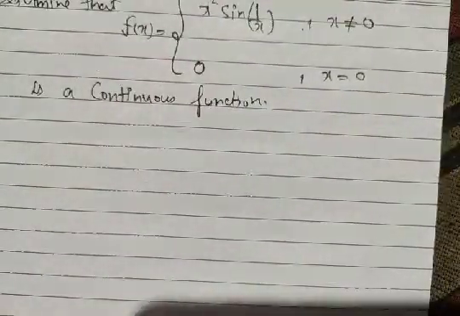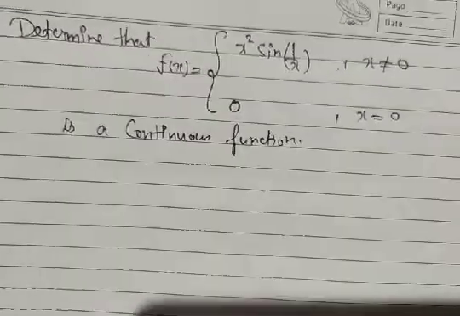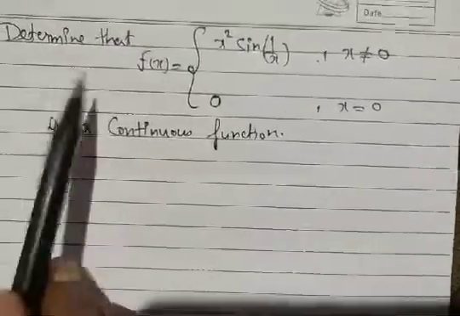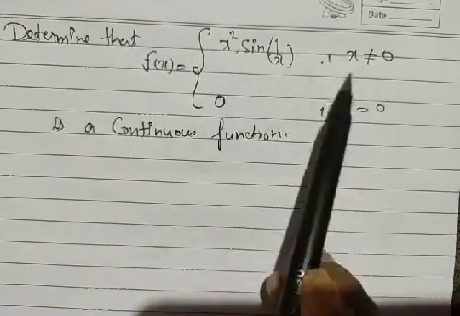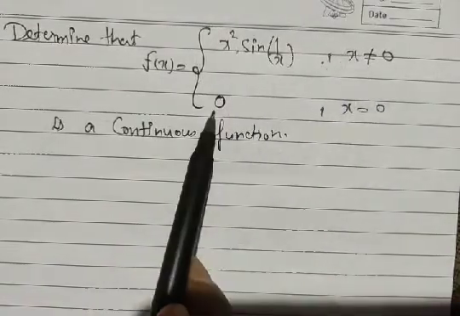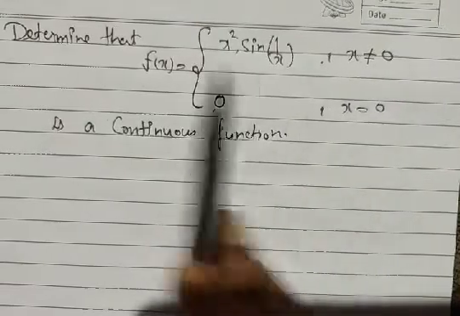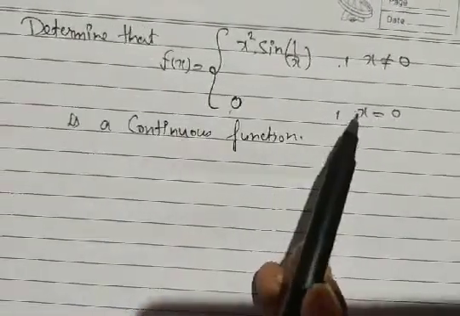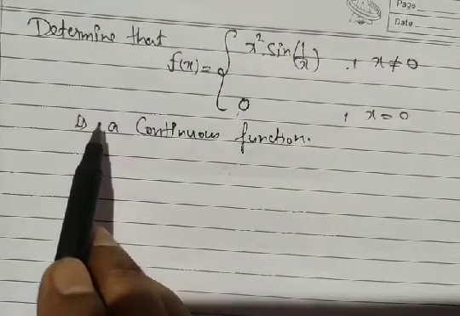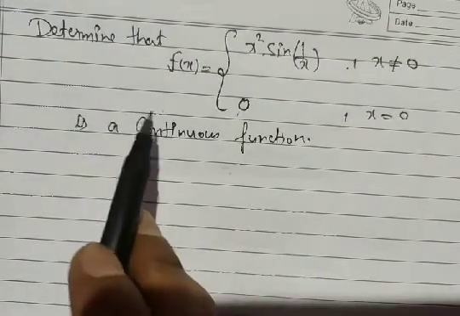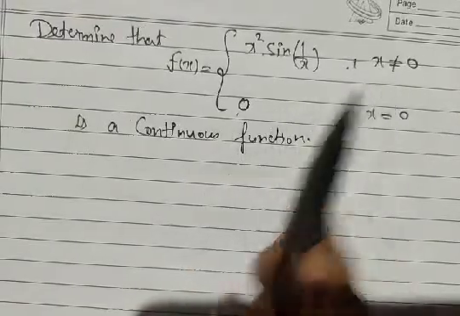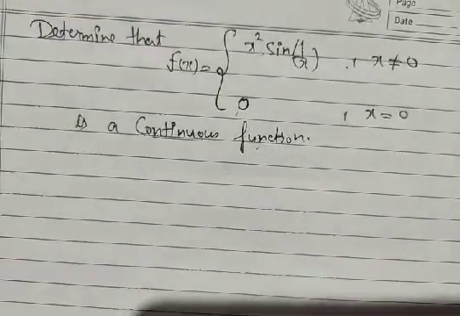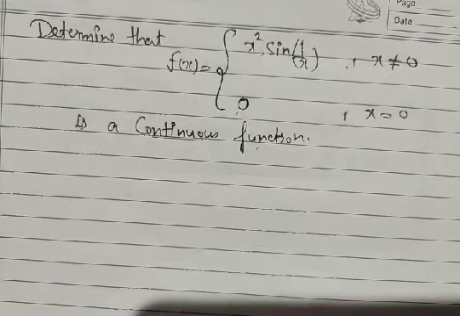Next example. Our next problem is that we have to determine whether the function defined by x square into sine 1 by x when x is not equal to 0, and 0 when x is 0, is a continuous function. We have to check if it is a continuous function.